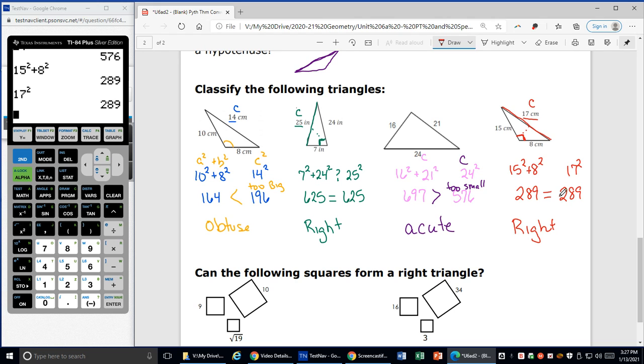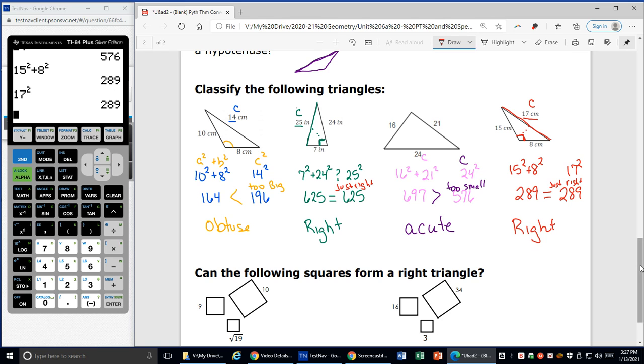So when they're equal, I think of this kind of like Goldilocks and the 3 bears. I had the wrong number of bears, right? So if it's too big, we're obtuse. Just right, and we're right. Too small, we're acute, and again here, just right, we are right. So is it too big, too small, or just right, like Goldilocks, okay?